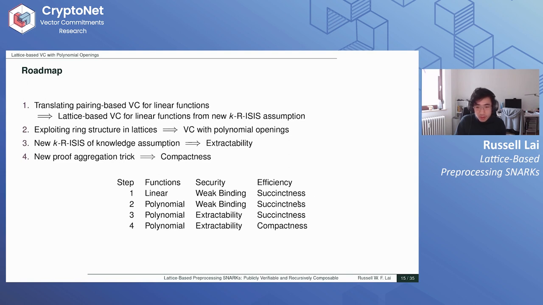Okay, so in the next few steps, we are going to gradually upgrade all these properties to what we want at the end. In particular, in the second step, we are going to exploit the ring structure in lattices to get a VC scheme for polynomial openings. And then we are going to introduce a knowledge version of the crisis assumption. And this allows us to upgrade the weak binding property into the extractability property. And then finally, I'm going to introduce some new tricks for aggregating opening proofs, which combined with the knowledge assumption allows us to upgrade succinctness to compactness. So without further ado, let me proceed with the first step of translating a pairing-based VC scheme to a lattice-based scheme.